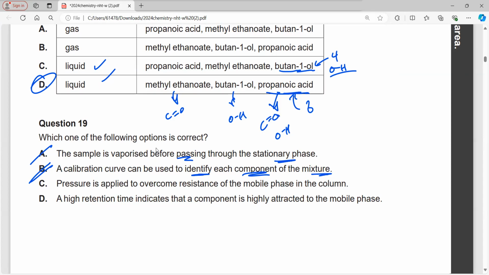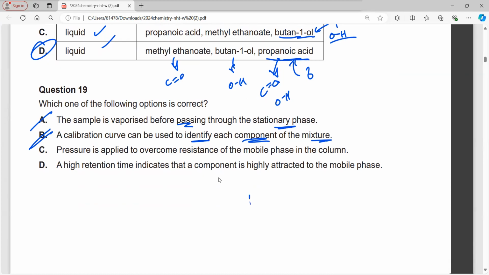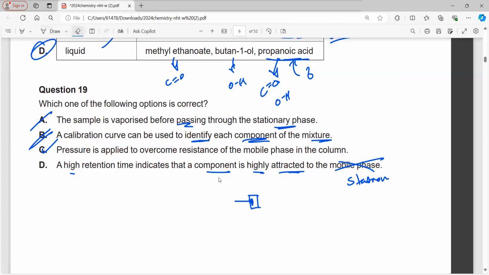Pressure is applied. In stylized images of the HPLC, you can see that there's a little bit of a pump that they use, right? Why is that pump used? Because sometimes when the mobile phase is going over the very tightly packed stationary phase, there's a bit of resistance there. So yeah, C is right. And a high retention time indicates that a component is highly attracted to the mobile phase. It's not the mobile phase, it's the stationary phase. All right, which is why I am led to believe that it is C.